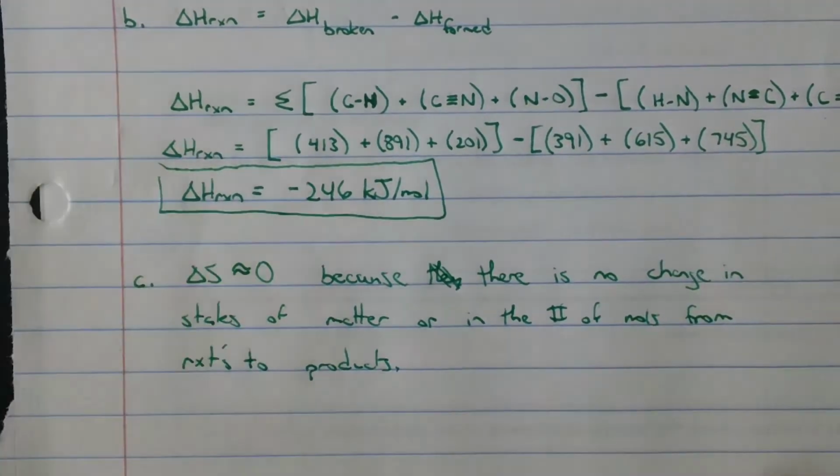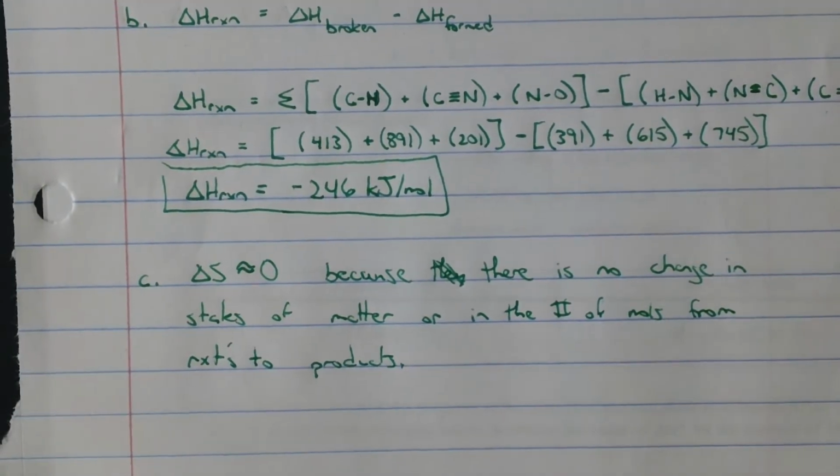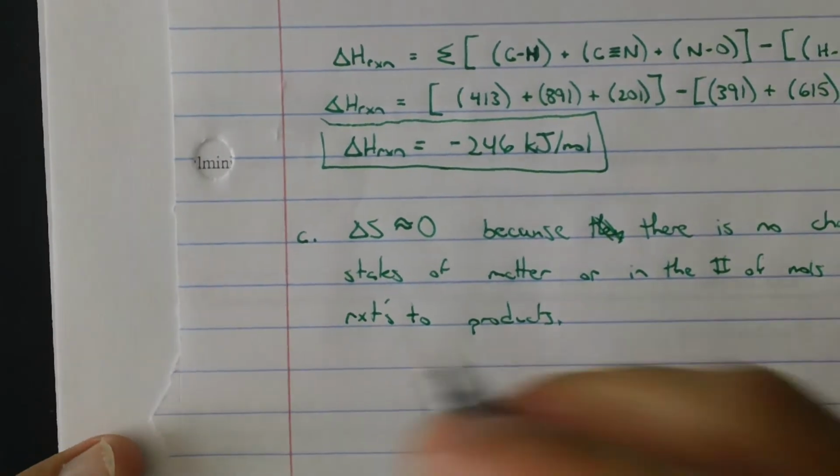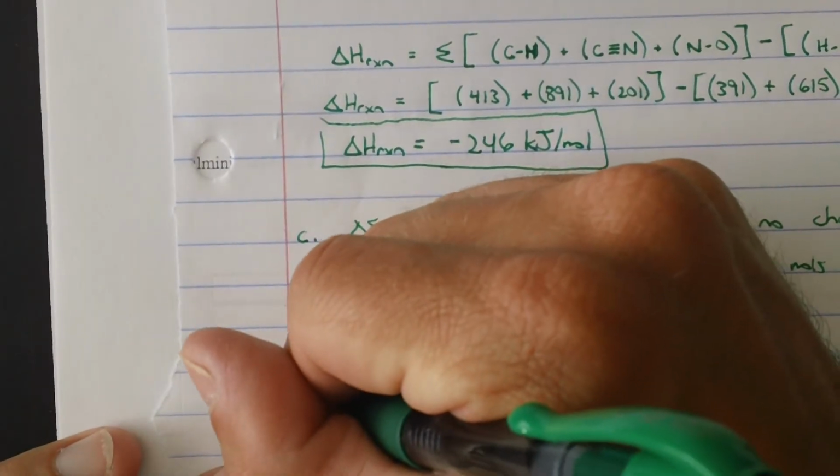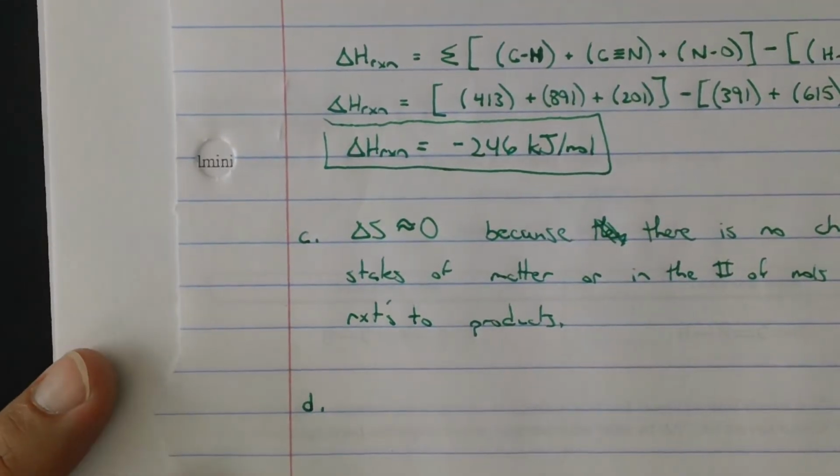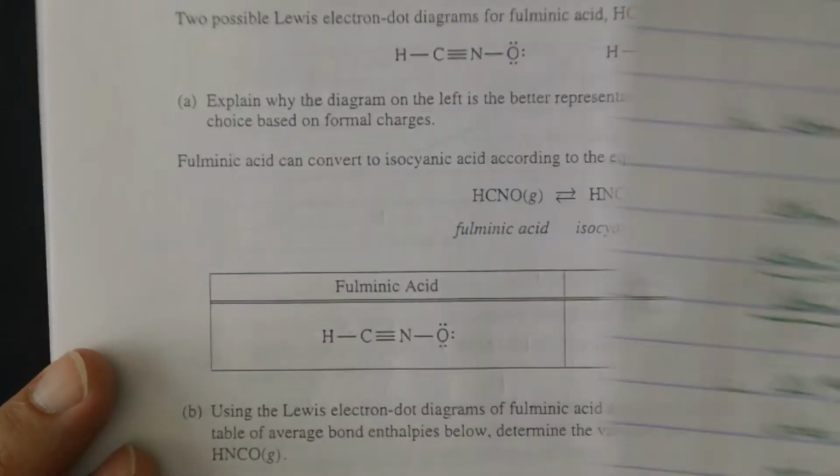Or if you said we went from 1 mole of gas to having products with 1 mole of gas, that would give you credit as well there on part C. So delta S, the disorder, doesn't change, or changes negligibly.